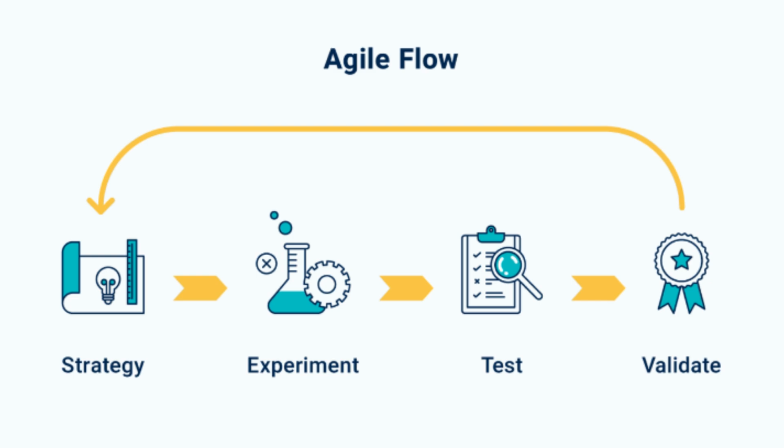Now we are going to talk about the agile flow. Like I said, strategy, experiment, test, validate. Now, using Scrum, which is the famous framework in agile methodology, this allows for what we call product backlog, and there are ceremonies in Scrum, which are the sprint planning, which is used to plan the work the team wants to commit to for the new sprint.